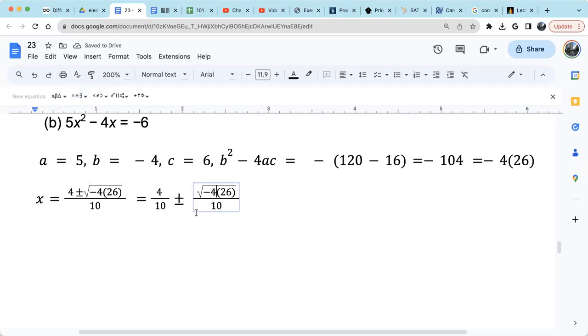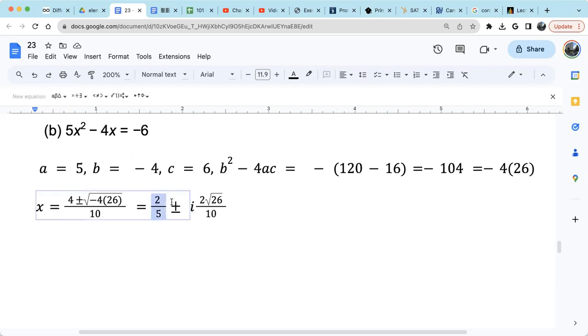Let's look at this one. So the rational part is 4 divided by 10, which can be simplified as 2 over 5. This negative part is the irrational or complex imaginary part, right? Because square root of negative 1 is i. I'm going to write i up front. Square root of 4 is 2, so I'm going to write 2 out. Then the radical is left with 26. 26 is 2 times 13. I cannot simplify anymore. That's my answer for B.